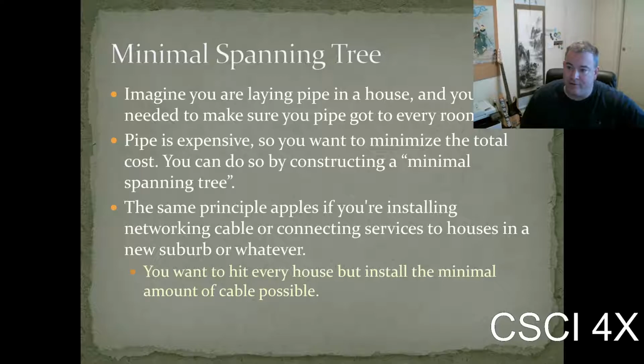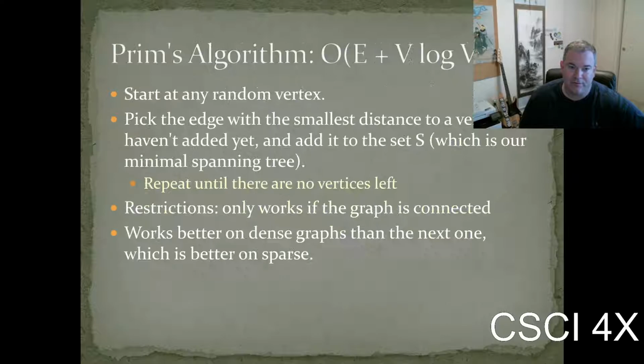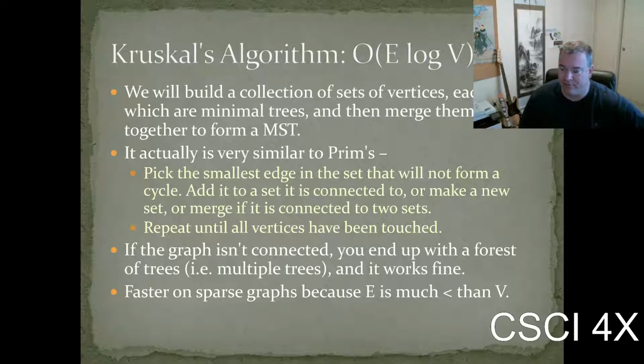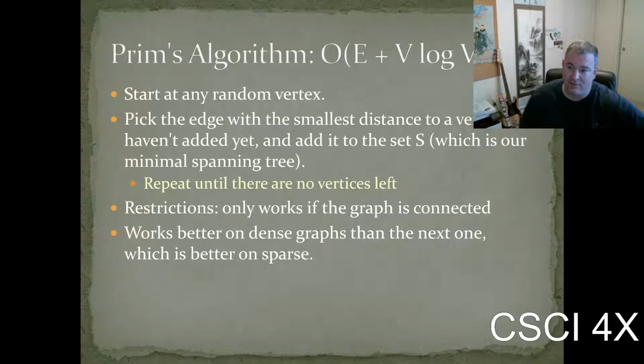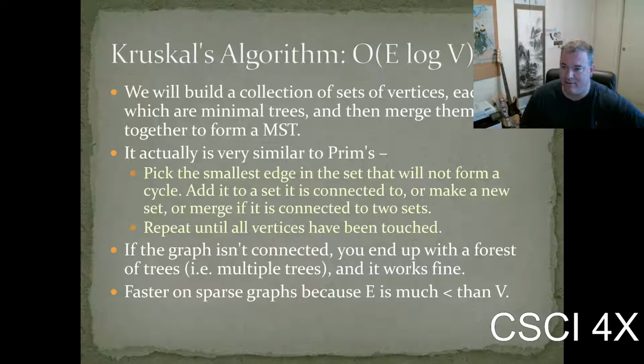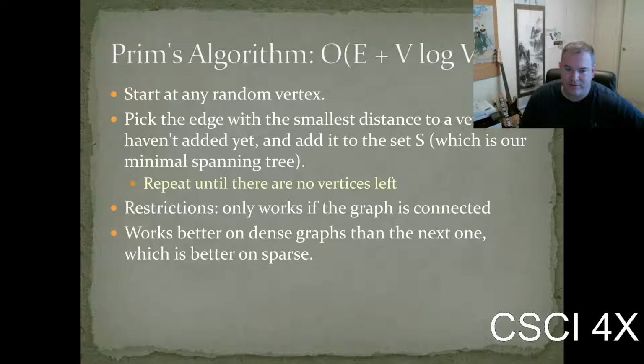All right. So how does a minimal spanning tree algorithm work? There's two different ones. There's Prim's and there's Kruskal's. The running times are actually a little bit different. Kruskal's is edges times the log of the vertices, and Prim's is edges plus the number of vertices times the log of the vertices. Depending on how many edges you have versus how many vertices you have, sometimes one's faster, sometimes the other's faster. But basically it works like this.